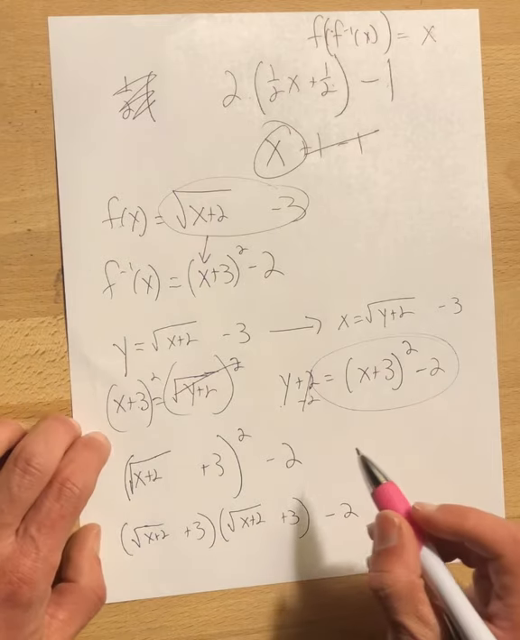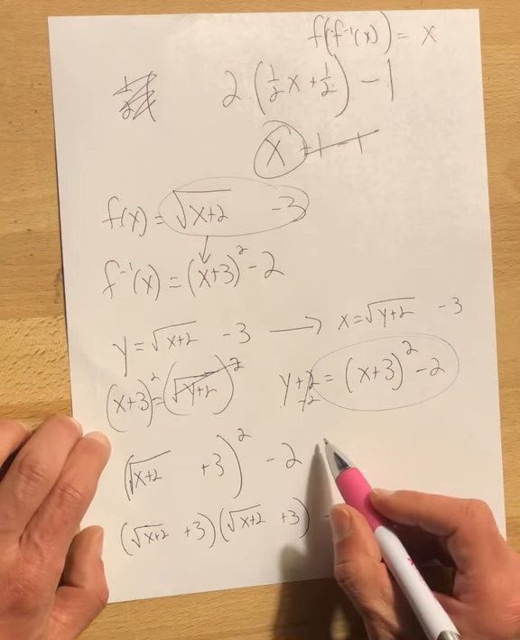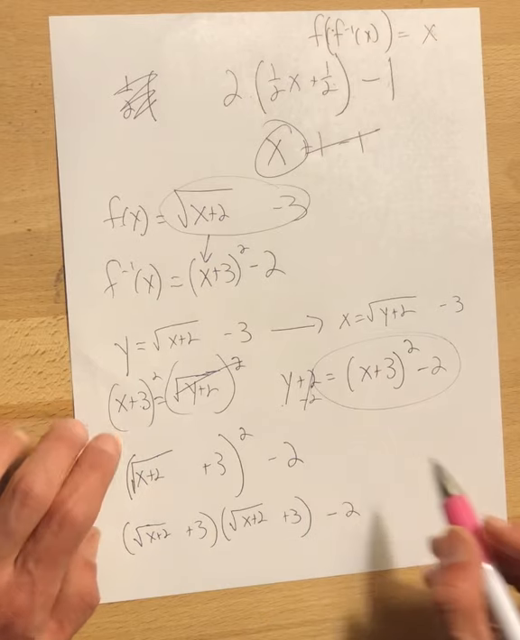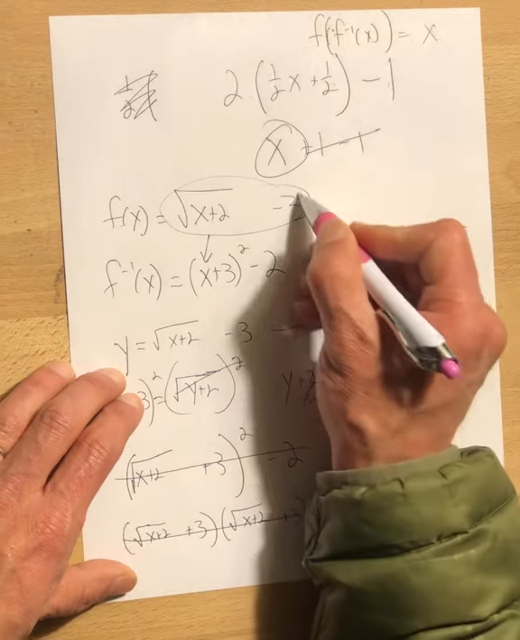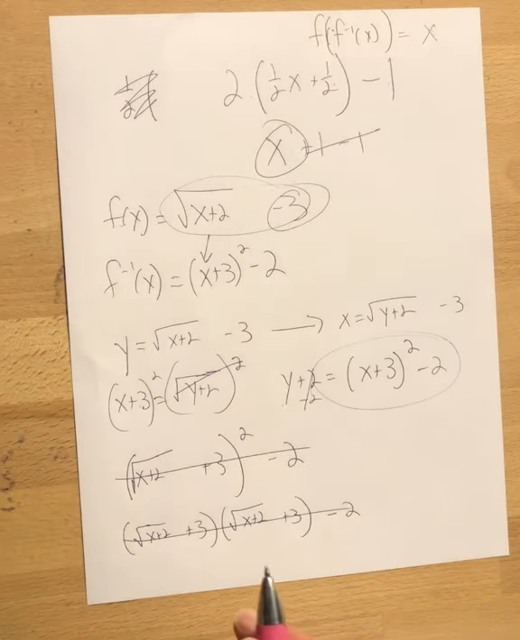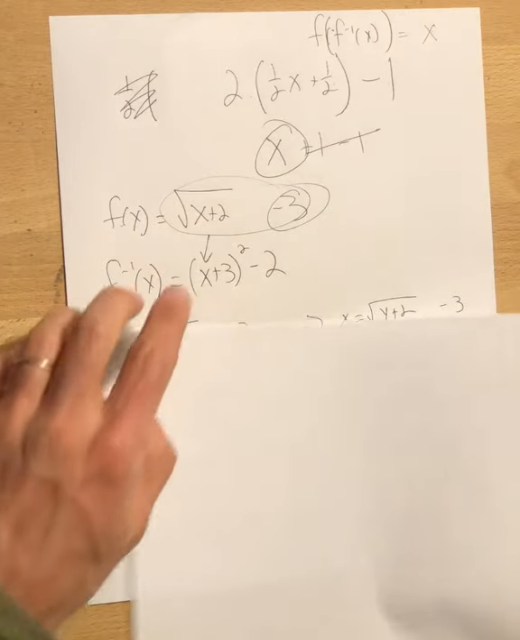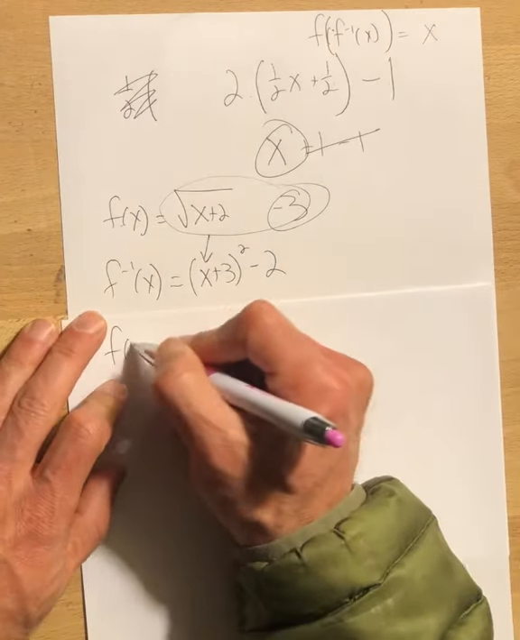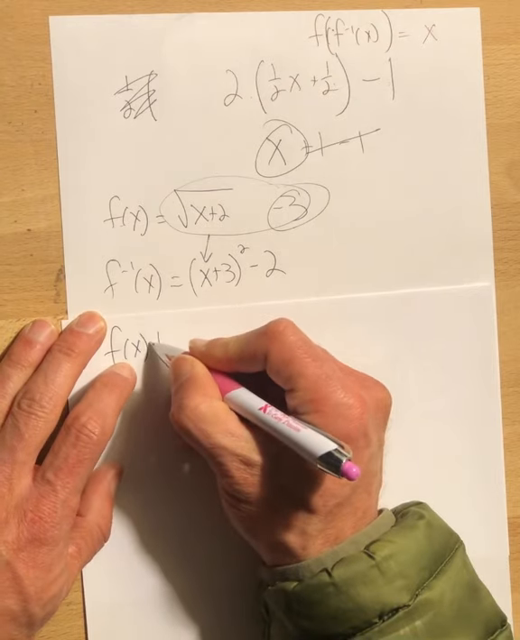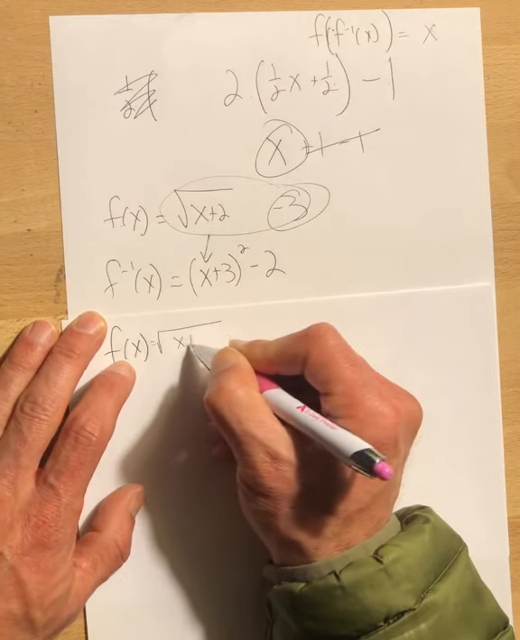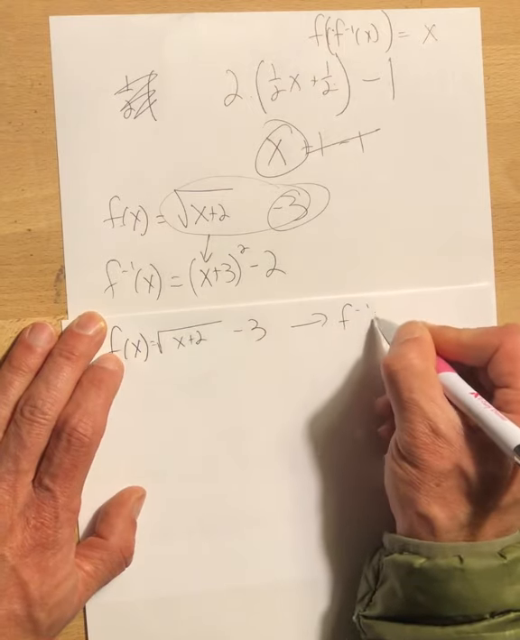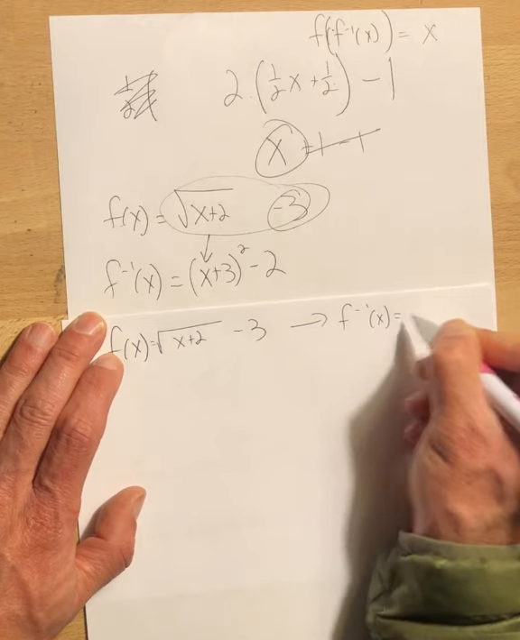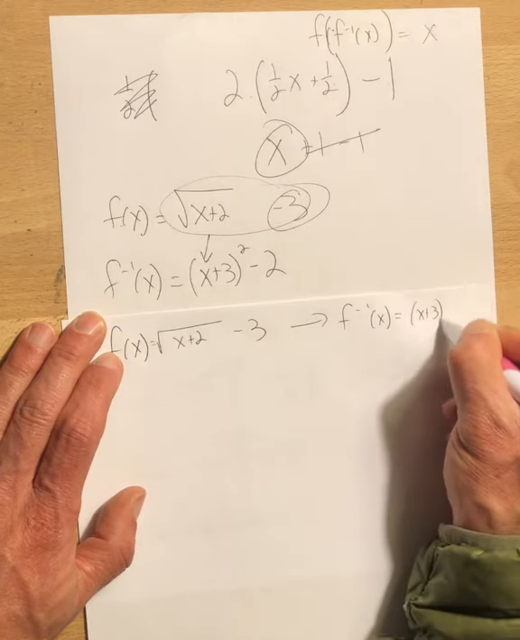Oh, wait, hold on. Sorry. I forgot about this minus 3. Sorry, guys. I was like, wait, something's not working out here. Hold on a second. I'm going to rewrite this right here. The original f of x equals root x plus 2 minus 3. And my inverse of f of x is the quantity of x plus 3 squared minus 2.